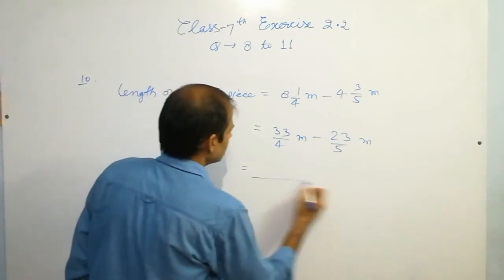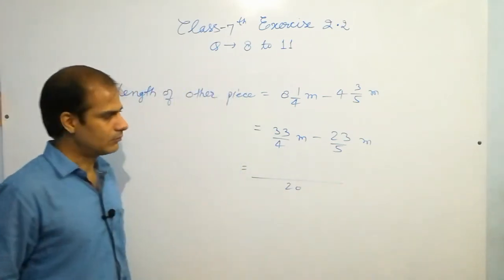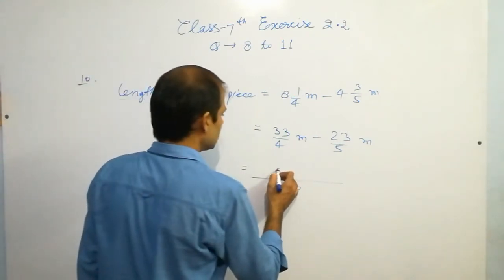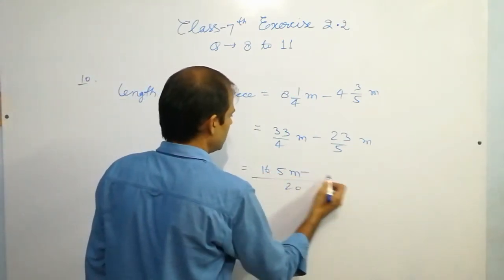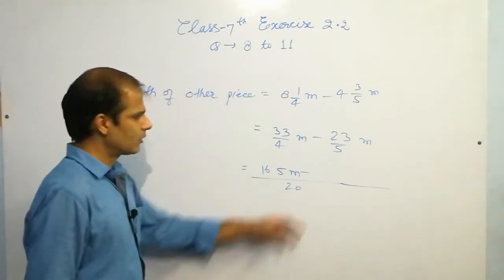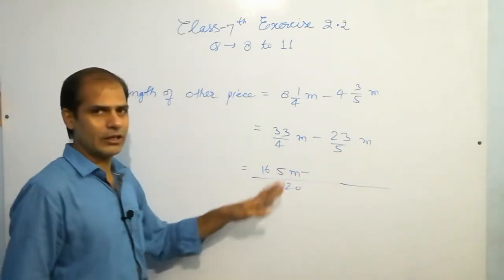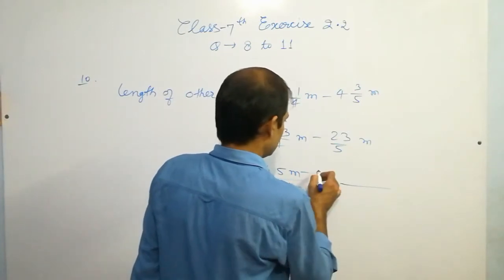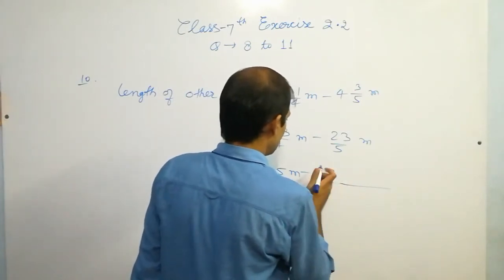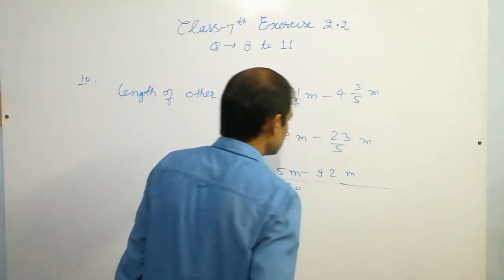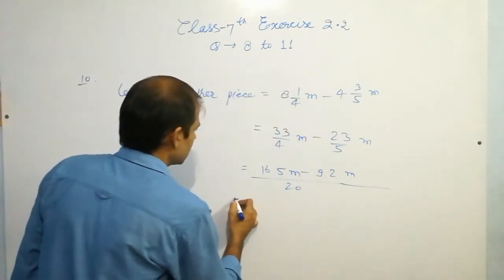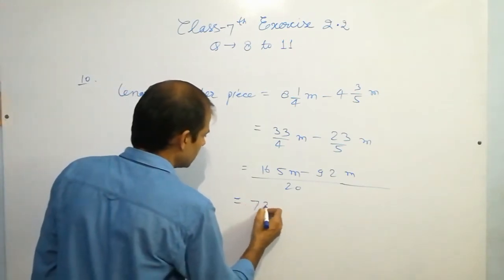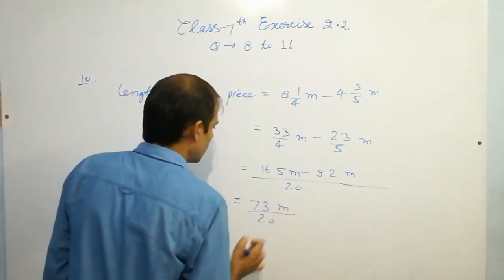take the LCM. It will be 20. 4 5 ja 20, multiply 33 by 5. Okay, 165 meter minus, it is 5 4 ja 20, 4 times, so multiply 23 by 4. Okay, it is 92 meter. Okay, now perform the subtraction. So it is 8 and 65, 73 meter upon 20.